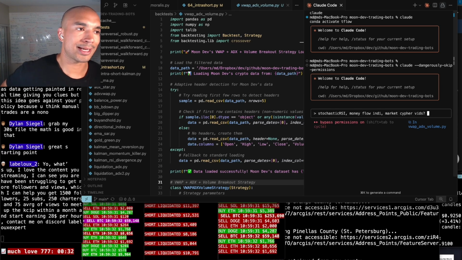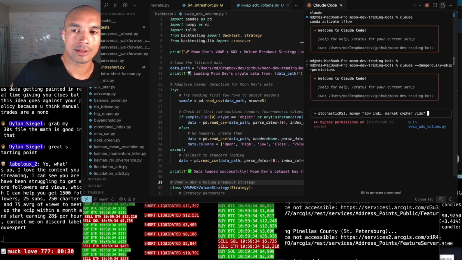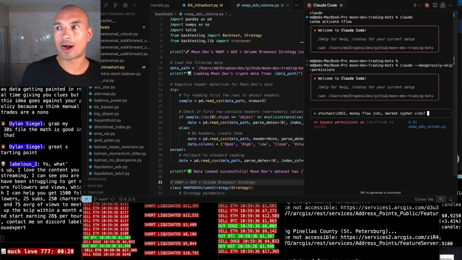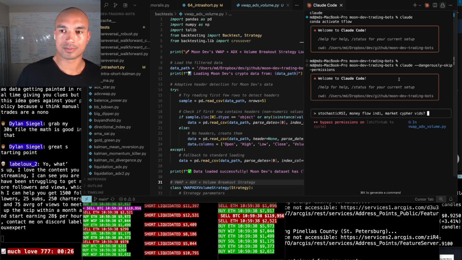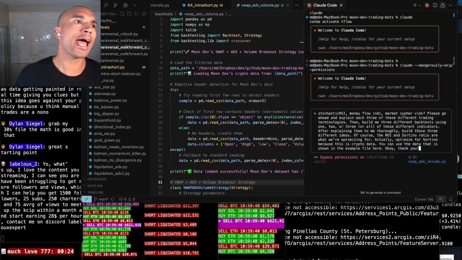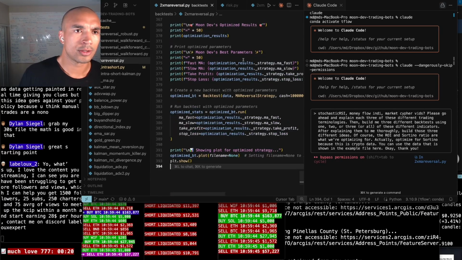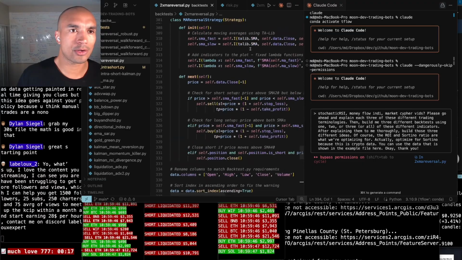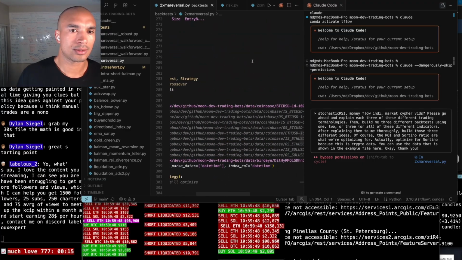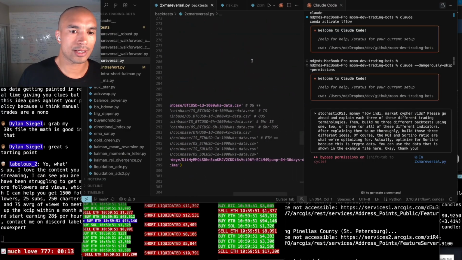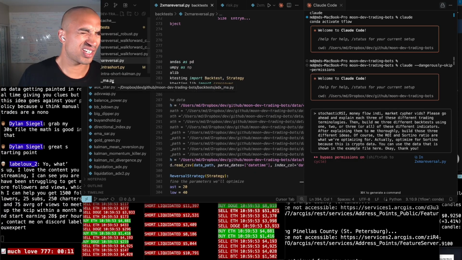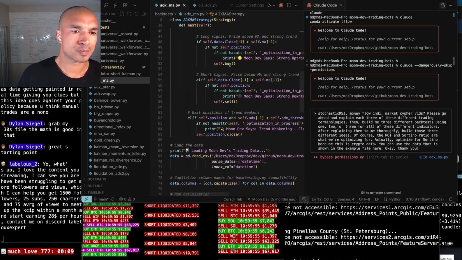You can use the data that is shown in the example file here. Okay, .csv, where you at? Okay, we got 1 day. We got 1 day data. Let's go ahead and find ADXMA maybe.